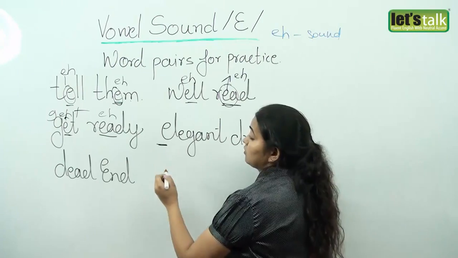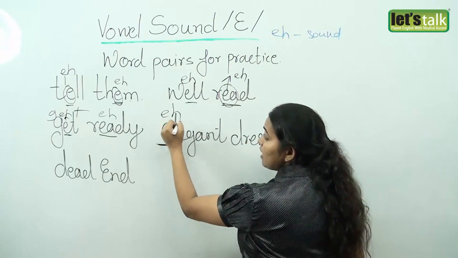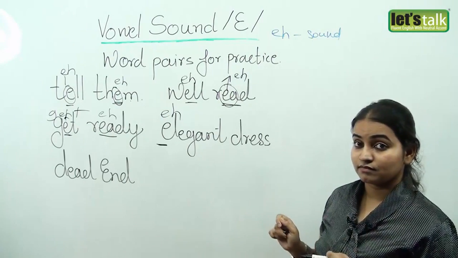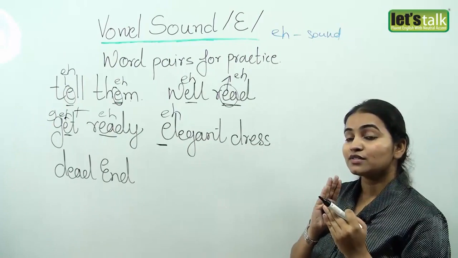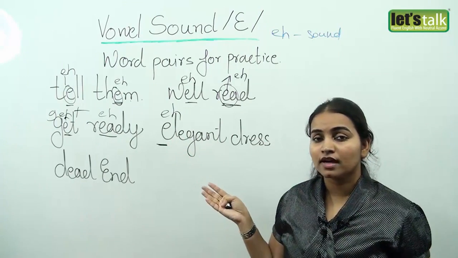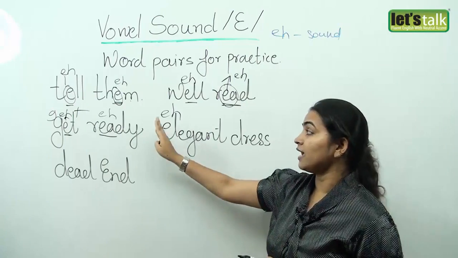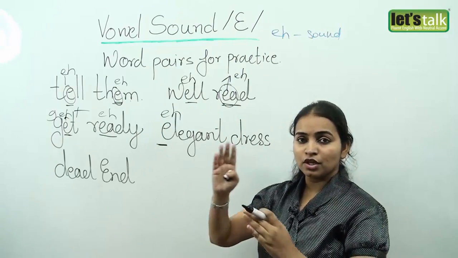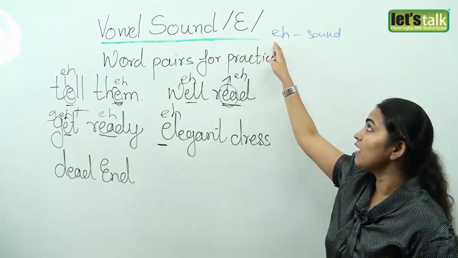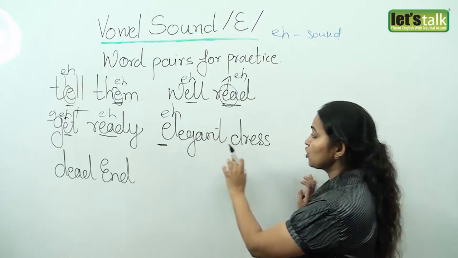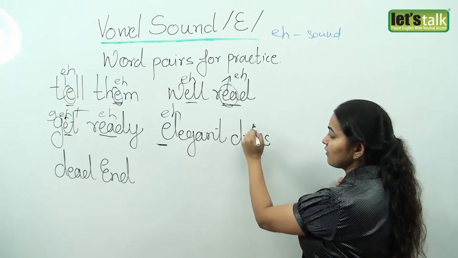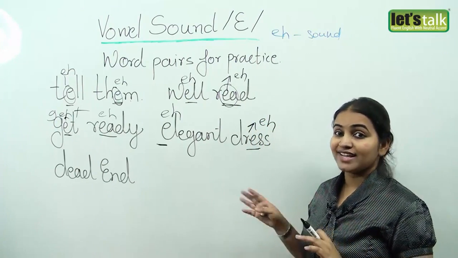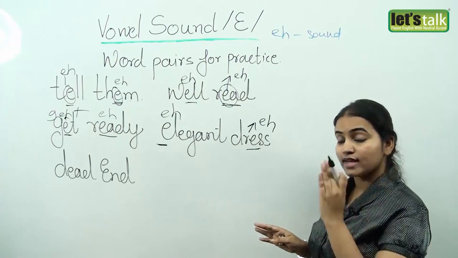The e gives me the eh sound, so it's an elegant. Elegant. So I don't say elegant or elegant, I say elegant. This is a short, concise, elegant. So the gets, you pronounce it very quickly. So it is a elegant. Elegant dress. The e again gives me the eh sound, so it's a dress, not a dress or a dress. It is a dress, a dress.